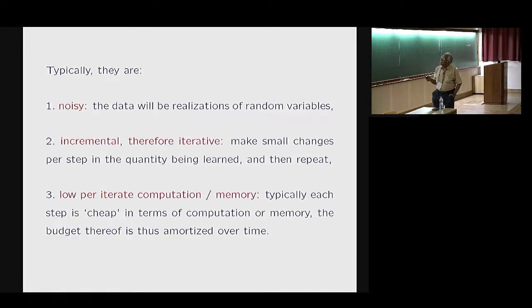These are the distinguishing characteristics. They're based on noisy samples and they make incremental changes. So you have some iterate xn which is changed slightly to move to xn plus 1. And what you achieve is that computation or memory requirement for each iterate is low, though you are doing several such iterates. Each iterate typically is simple.